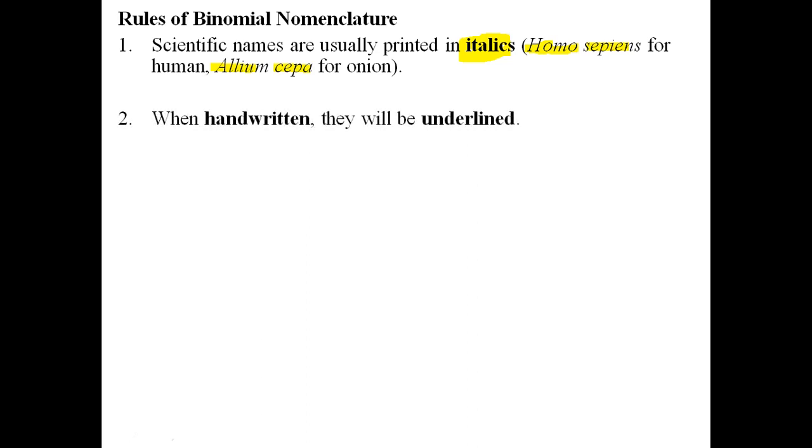What is the second rule? When we write in our handwriting, it is not possible for most people to write in italics. So the other rule provides that these botanical or scientific names can be underlined. Homo sapiens is the scientific name, a zoological name, and Allium cepa is a botanical name. So we will use the word scientific names.